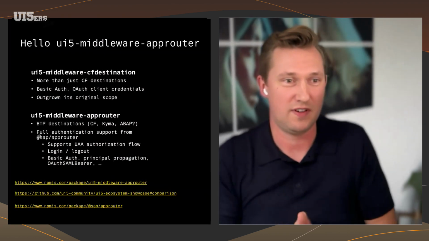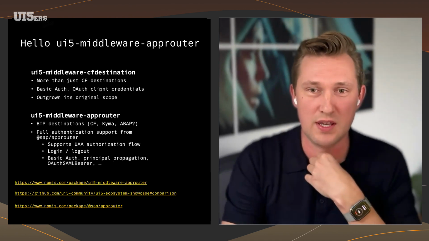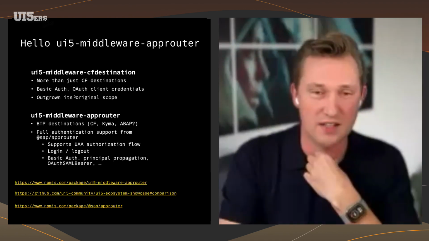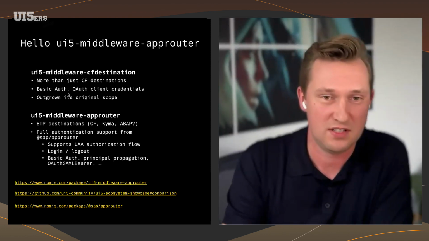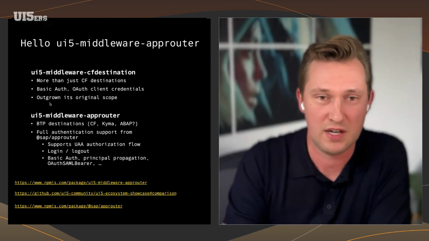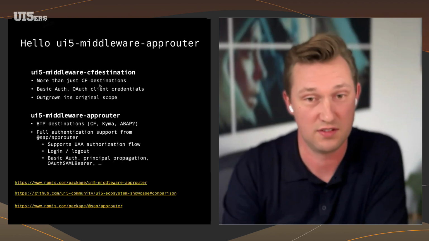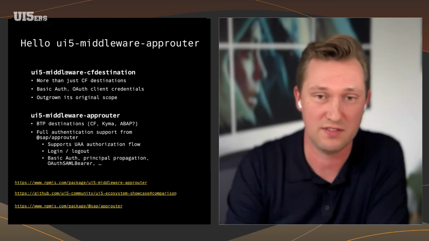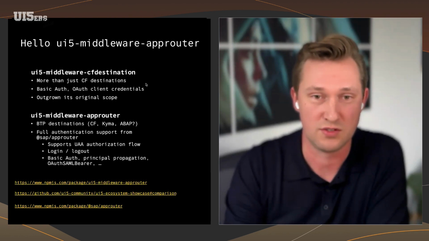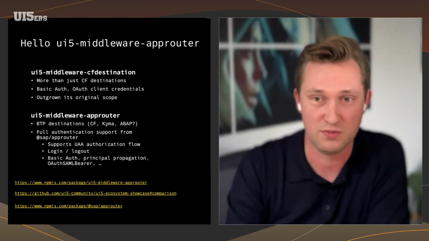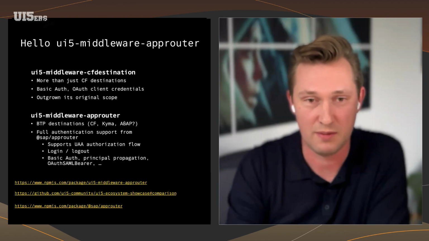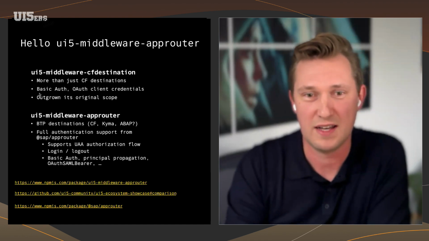Indeed. So then that brings us to the final slide, Pieter, which is hello UI5 middleware app router. So we think that the original scope of the CF-destination is a bit outgrown by now, and it is more than just CF-destinations. Since the middleware CF-destination came to life, there is also a Kyma runtime, and possibly this would also even work with an ABAP runtime. I'm not sure, let me know.